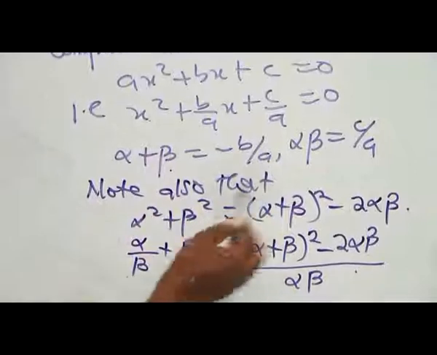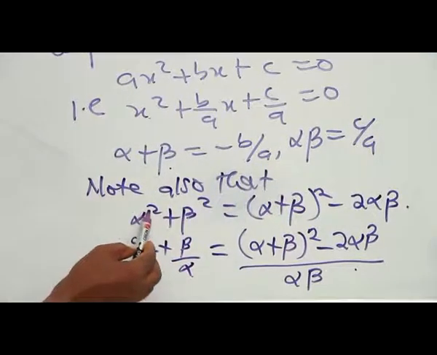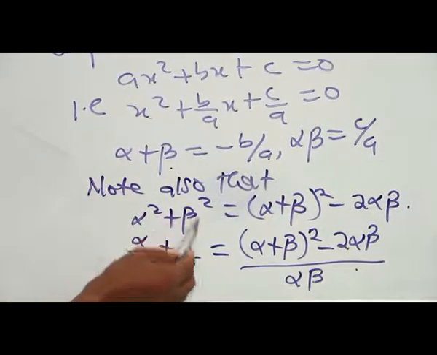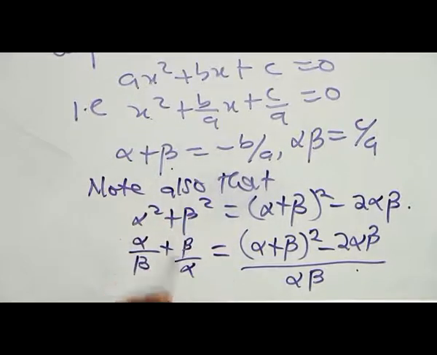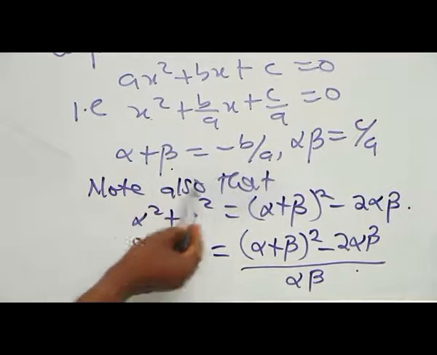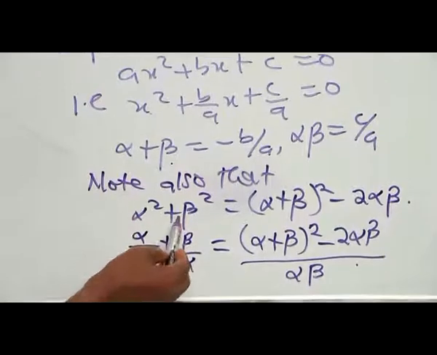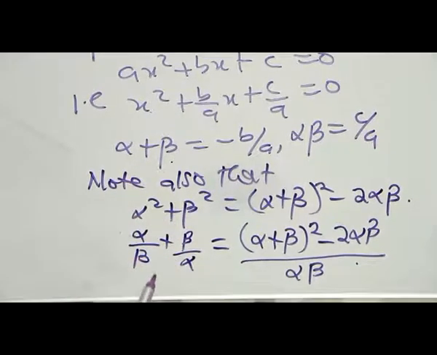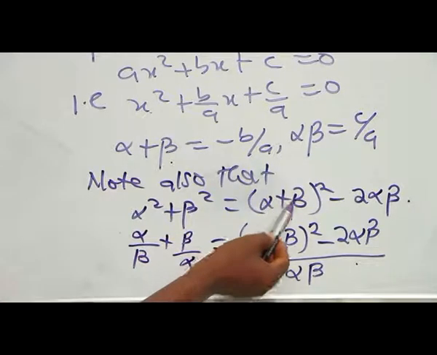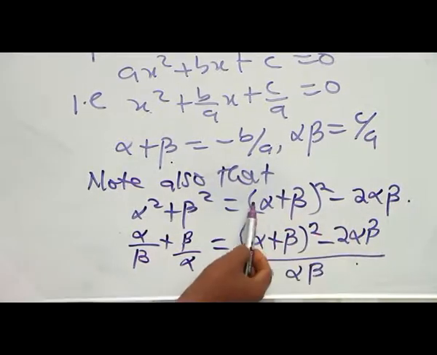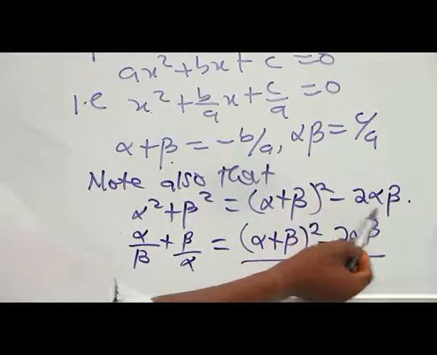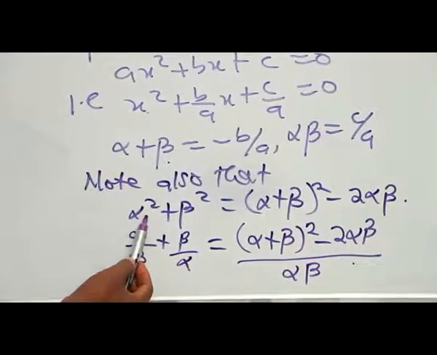This is what we call the sum of roots, and this is what we call the product of roots. Note also that if you are given alpha squared and beta squared as the roots of a quadratic equation, the only way you can solve this is to express it as a sum and as a product. To express this, you have alpha plus beta squared minus 2 alpha beta. If you expand this and subtract this, you get back the original term on the left hand side.